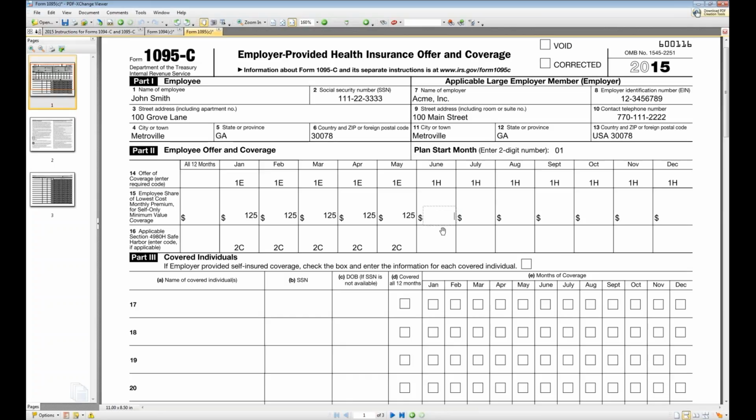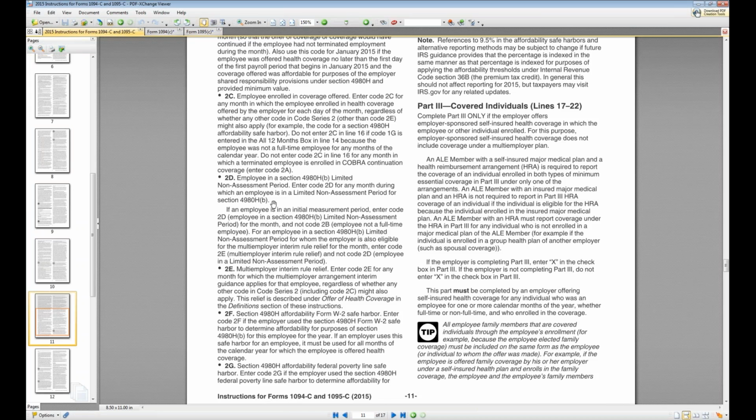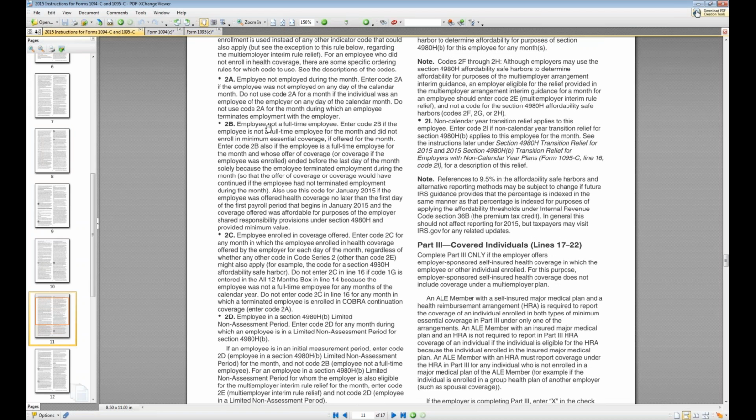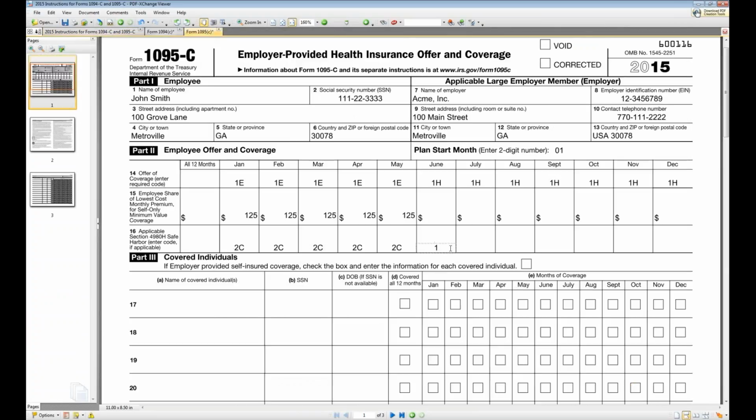So in this case, no offer of coverage, leave line 15 blank, and now we're going to put the code for, going back to the instructions, employee not employed, 2A, employee not employed. And that communicates to the IRS that we don't even need to worry about that employee. He or she's not employed, in this case he, not employed for the rest of the year. So that's the deal, and I like it because it's consistent. It doesn't matter whether the employee elected COBRA or not.